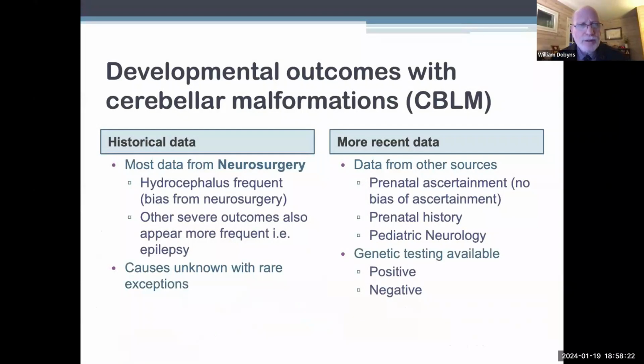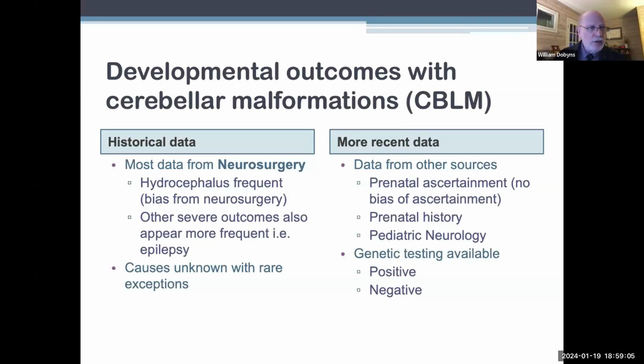The developmental outcome of cerebellum malformations has been studied for many decades, but usually focused on Dandy-Walker malformations seen by neurosurgery. Because of ascertainment bias, most of these are really Dandy-Walker malformation. I started with that data many years ago, and I want to show it to you because of how it compares. In neurosurgical series, severe hydrocephalus is very frequent because of ascertainment bias, and other outcomes also appear more severe.